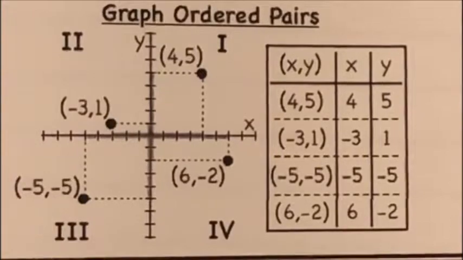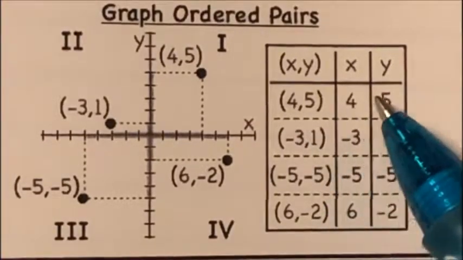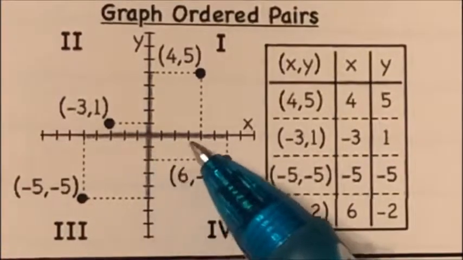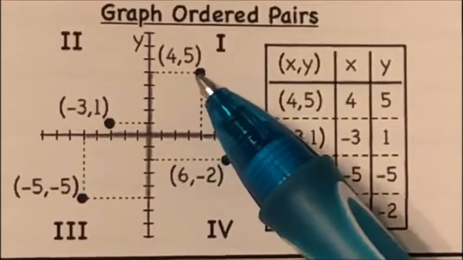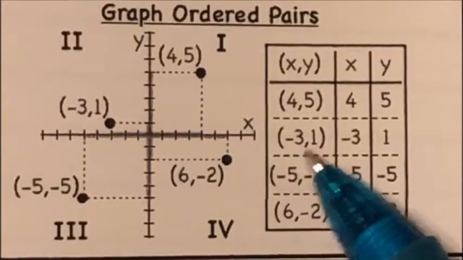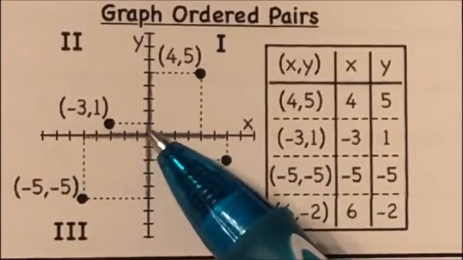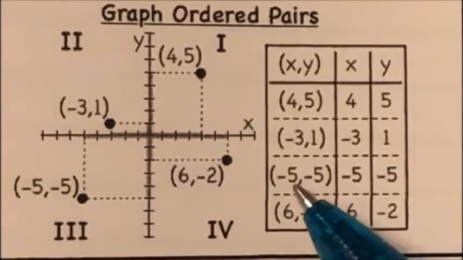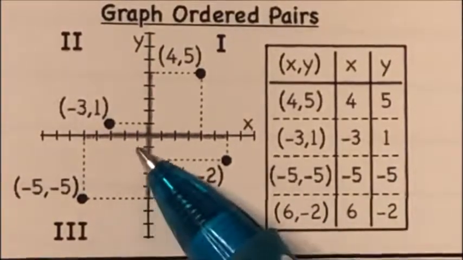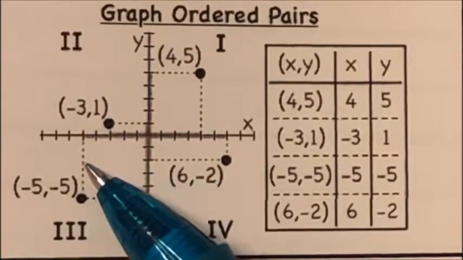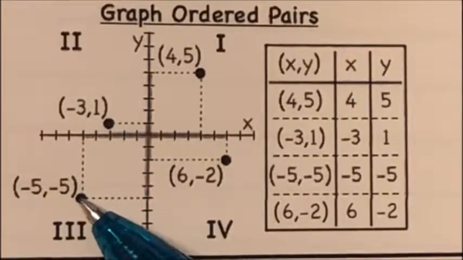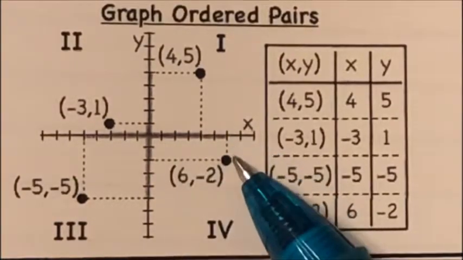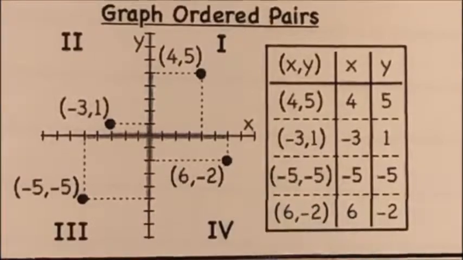So, for example, if I'm graphing (4, 5), my x value is 4 and my y value is 5. So I go over 4, up 5, and make a point. (-3, 1), I go over -3, up 1, make a point. (-5, -5), over -5, down 5, make a point. (6, -2), I go over 6, down 2, I make a point.